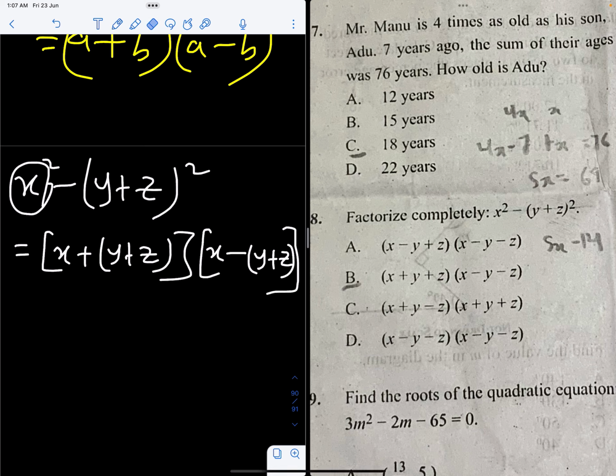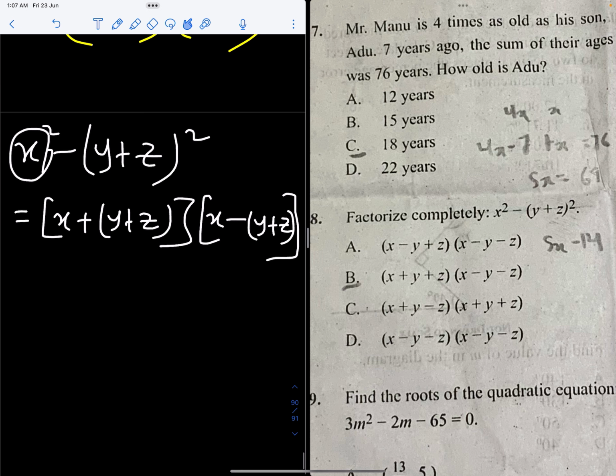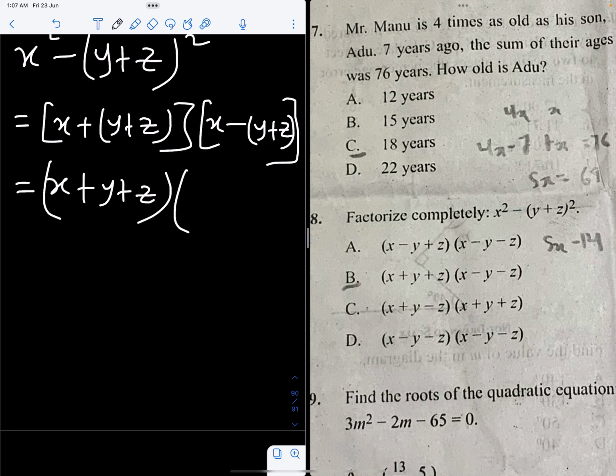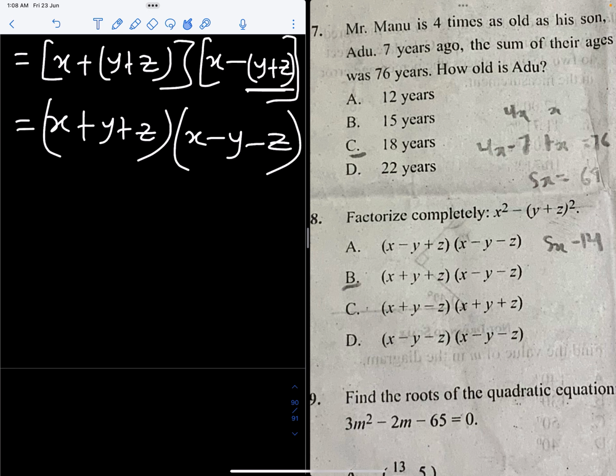That's it. And that simply means, where do we go from there? Now that means, yeah, we can open the brackets now. X plus Y plus Z into bracket X. If you open the bracket here, what do you have? That will be X minus Y minus Z. And that's the answer. Let's see which option matches that. And the option that matches that is B. So the correct answer is B: X plus Y plus Z times X minus Y minus Z.